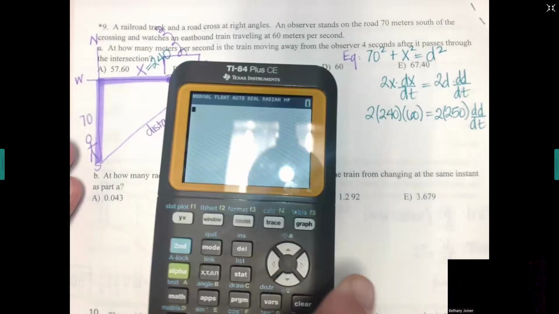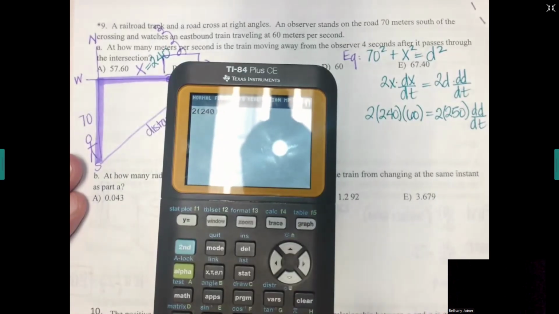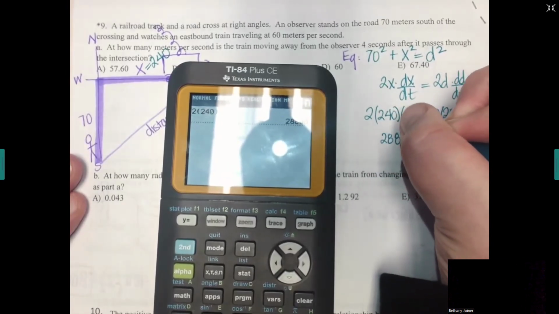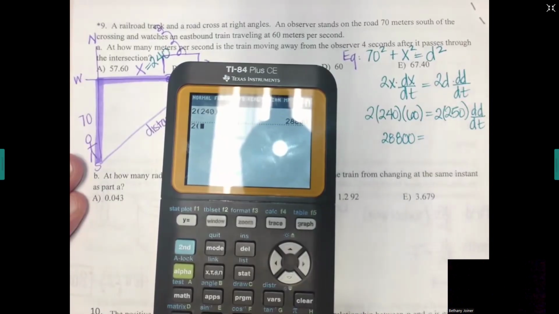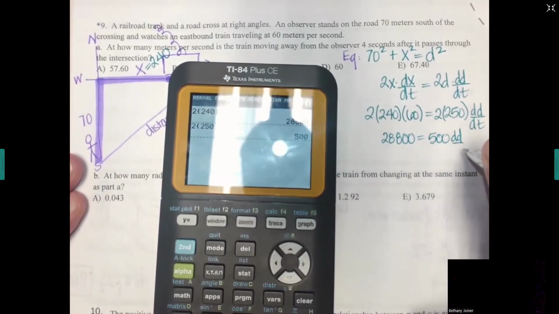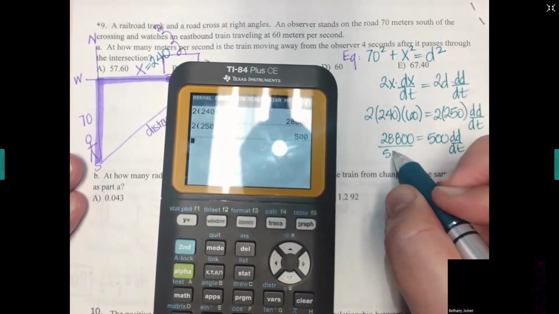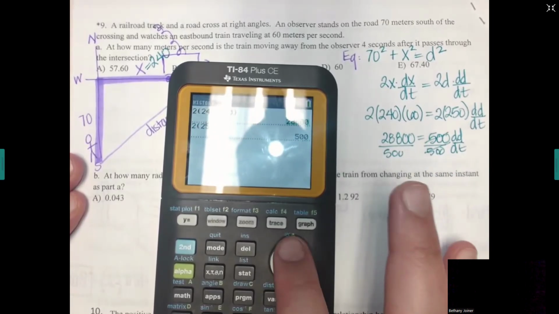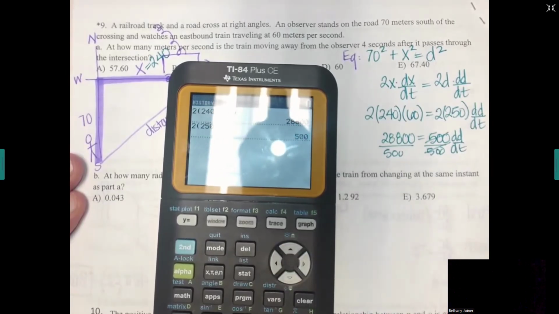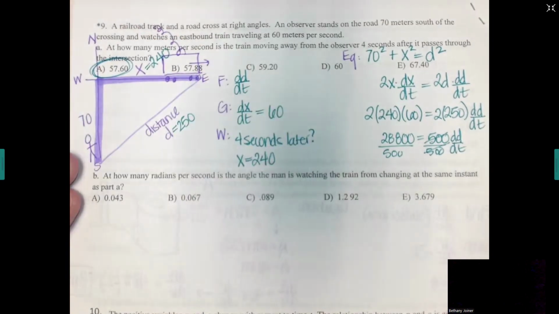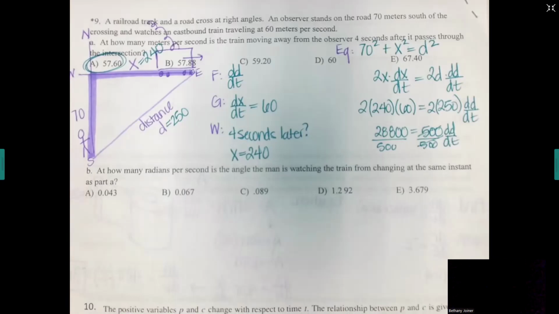So it'd be 2 times 240 times 60. That number is equal to 2 times 250, which is 500 D. And then you divide, yeah? Y'all good with that? So this divided by this is 57.6. Okay? All right, let's do part B.